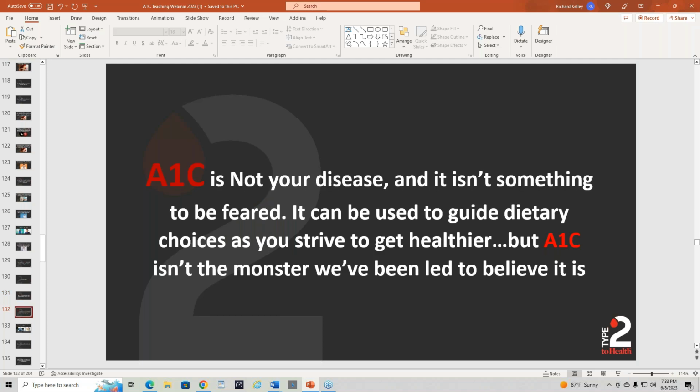A1C is not your disease, and it isn't something to be feared. And it can be used to guide dietary choices as you strive to get healthier, but it isn't the monster that we've been led to believe that it is from Big Pharma.